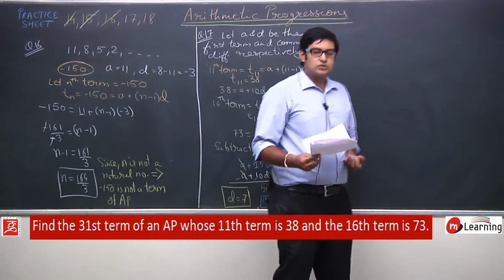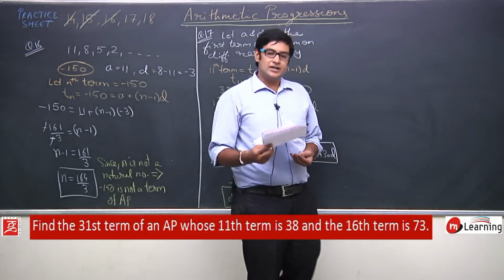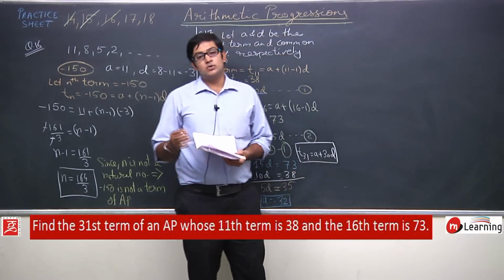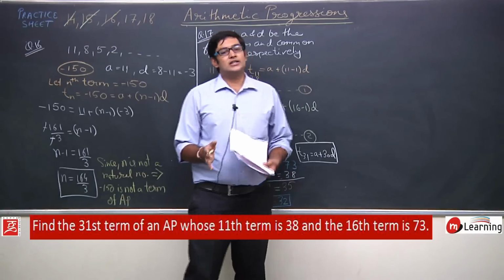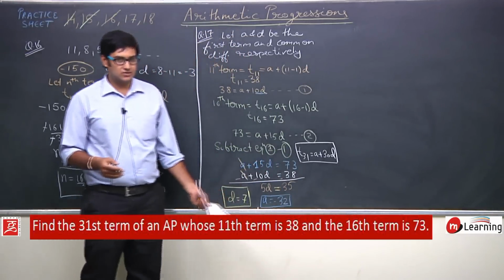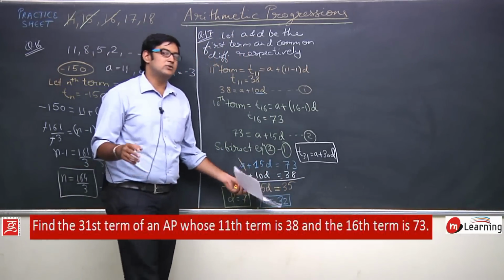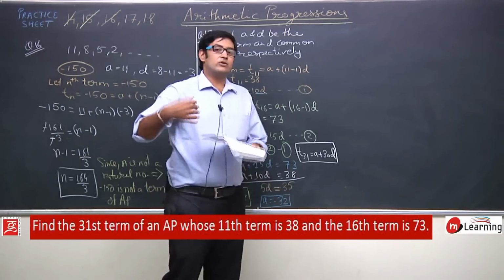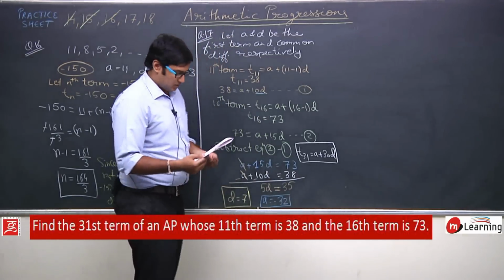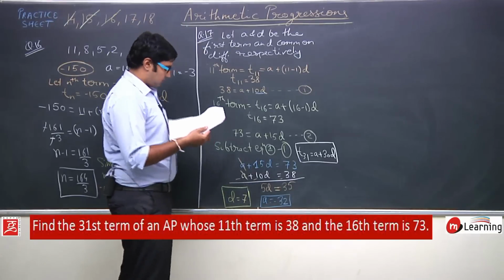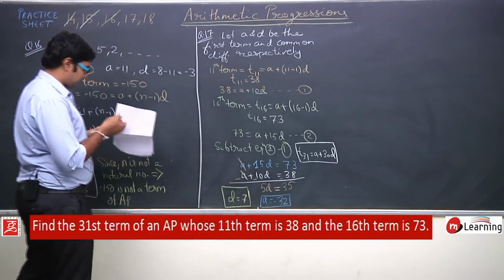So what we understood from this question is that in arithmetic progression, the most important thing is to calculate the first term and common difference. Okay, if you don't have these two values, first you need to calculate them, then only you can proceed further. So this is the solution for question number 17.